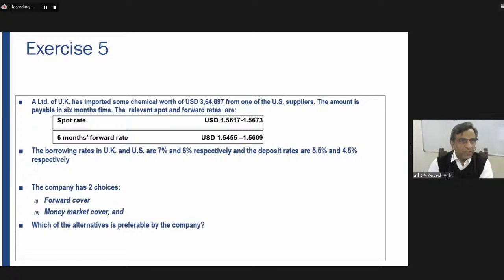So the question says that you have two options. Either you go to the bank and take a forward contract and cover yourself, or forget that and go for a money market cover, a money market hedging technique. Use that and see what happens. So analyze both of them and say which is better for your company called A Limited of UK.